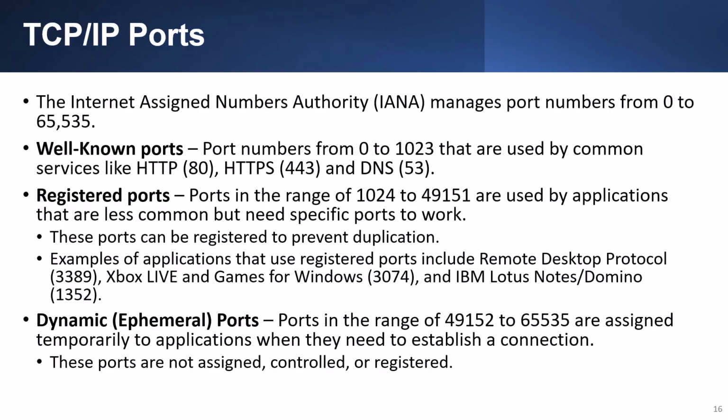Registered ports are ports in the range of 1024 to 49,151, used by applications that are less common but need specific ports to work. These ports can be registered to prevent duplication. Examples of applications that use registered ports include Remote Desktop Protocol that uses port 3389, Xbox Live and Games for Windows, which uses port 3074, and IBM Lotus Notes or Domino, which uses 1352.